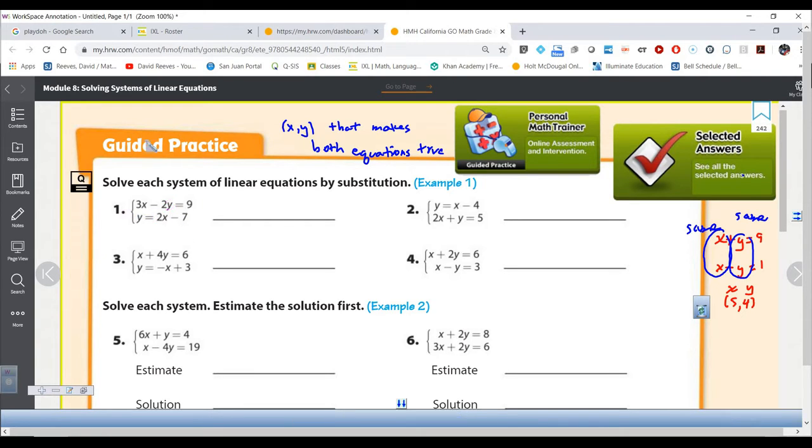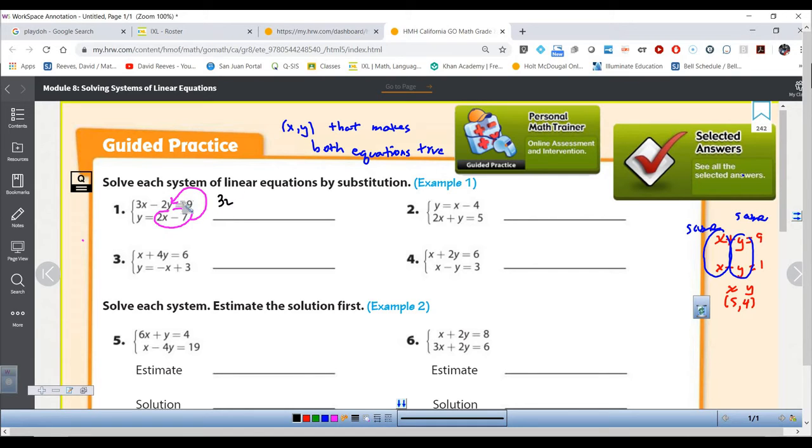So this is what I often do when I'm showing students how to do this. I'm going to circle what y equals in the second equation, and I'm going to put an arrow here and say we're going to take out this y right here. We're going to replace it with what this y is equal to. And when we do that, we get a new equation.